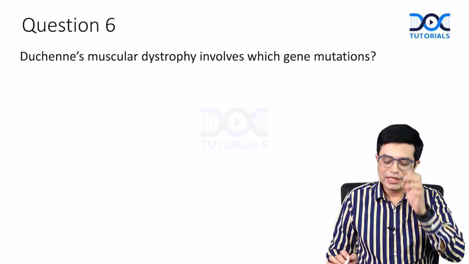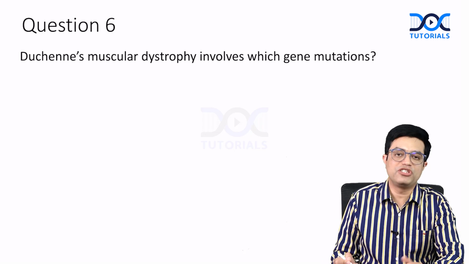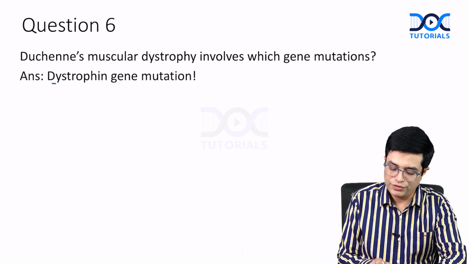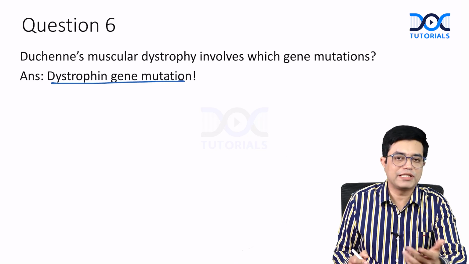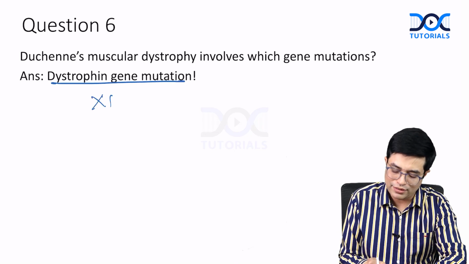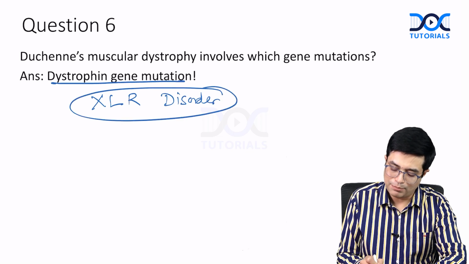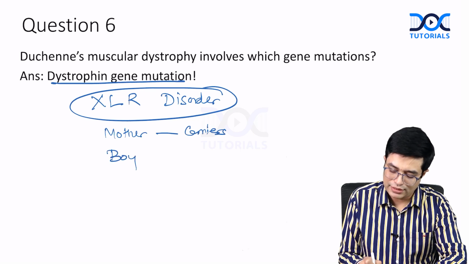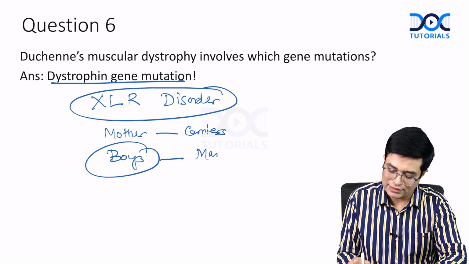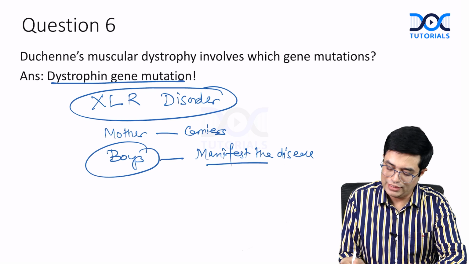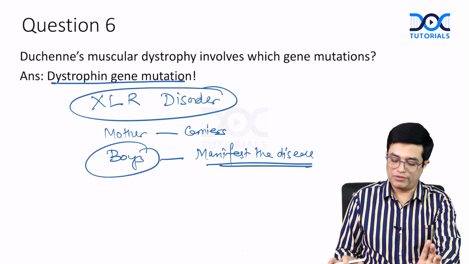Question number 6, an easy one. Duchenne's muscular dystrophy involves which gene mutation? It involves dystrophin gene mutation. This is also a past paper question. It is an X-linked recessive disorder. X-linked recessive disorder means mothers can be carriers, and boys manifest the disease. So DMD is significantly more common in male children.